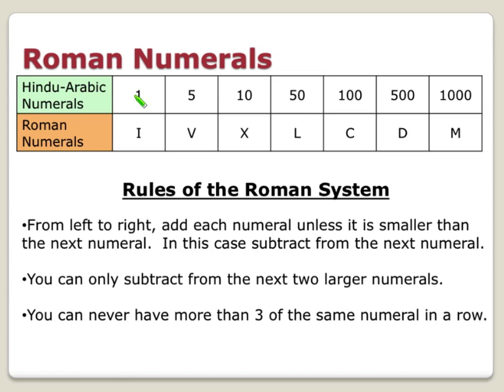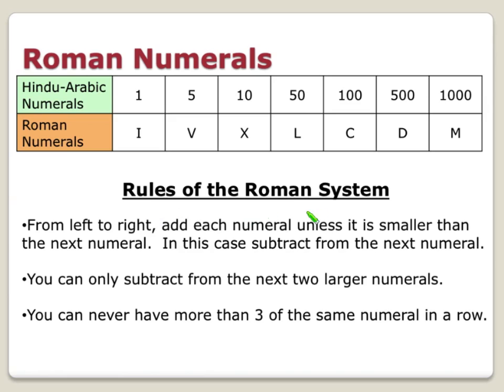They have a numeral for our number 1, it's just like a capital I. They have a numeral for our 5, and that's a capital V. For 10, they get a capital X. For 50, they have an L. For 100, they have a capital C. For 500, a capital D. And for 1,000, a capital M.